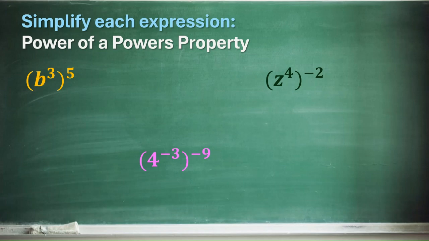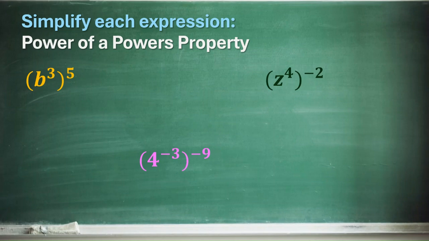It's your friendly math tutor, Miss C, here to simplify expressions using the power of powers property. So we have 3 examples here that we're going to work through, and we're going to start by looking at our first. So we're going to notice that we have b cubed to the power of 5.